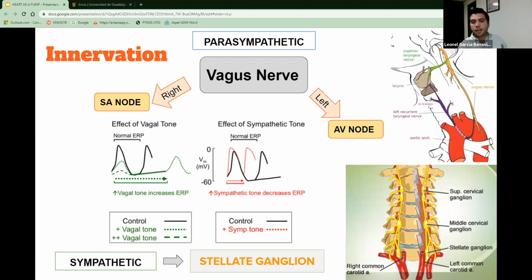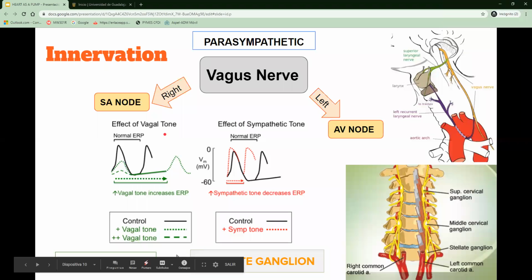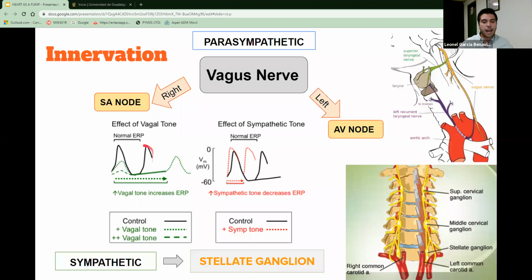What are the effects of the sympathetic tone and the vagal tone? The vagal tone, as you can see here in the action potential, is going to elongate it. So it's going to cause a depression of the cardiac contraction and the rhythm. It's going to make it go slow. And the sympathetic effect that the innervation has is going to make it go faster. It stimulates the tropisms.